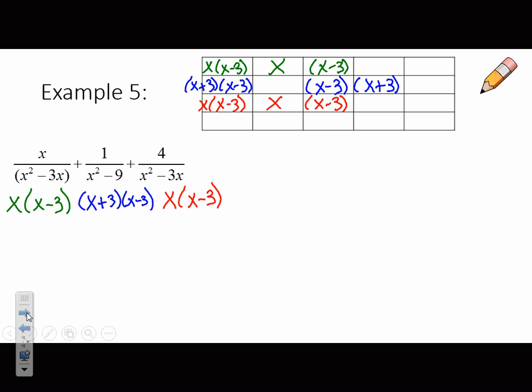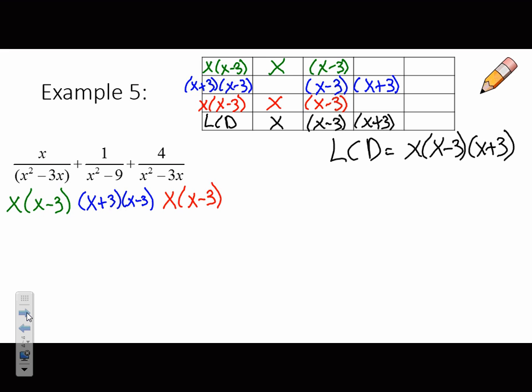Now my goal, remember, is to find my least common denominator. So I bring everything down. I have an x, x minus 3, x plus 3. So the least common denominator equals x times the quantity x minus 3 times the quantity x plus 3. Now I have to go through each one and see what's missing. On my first fraction, I am missing this right here. I'm missing my x plus 3.